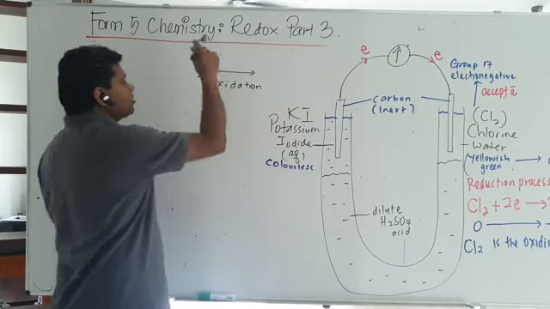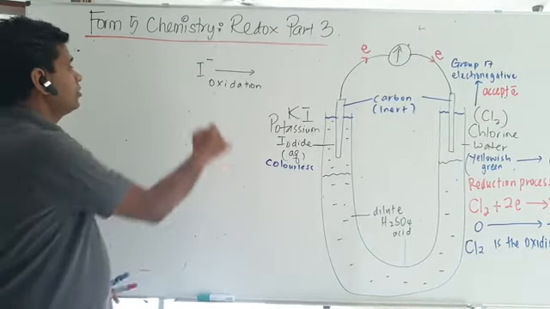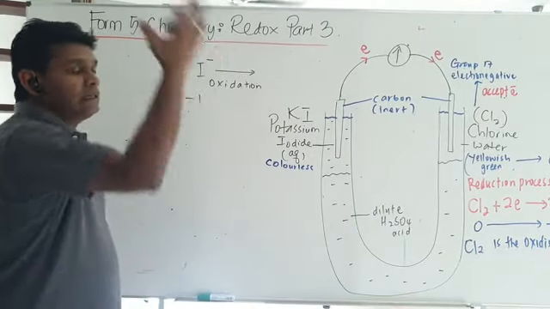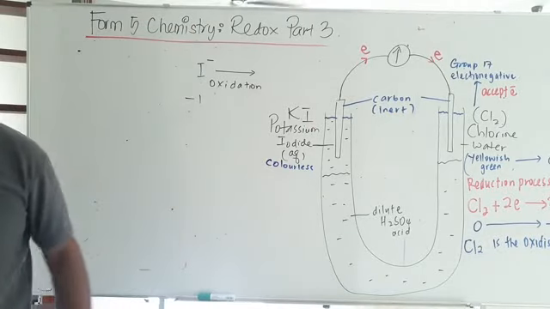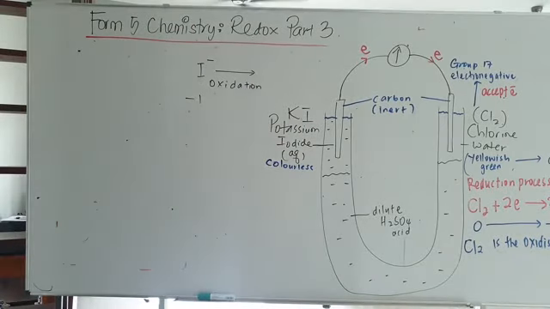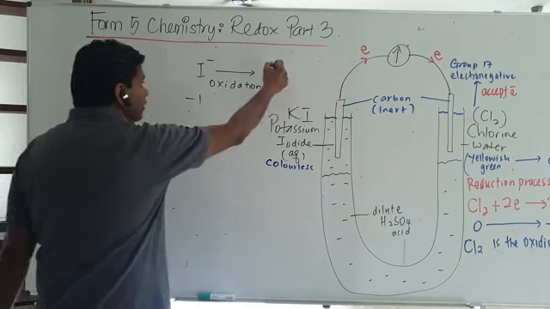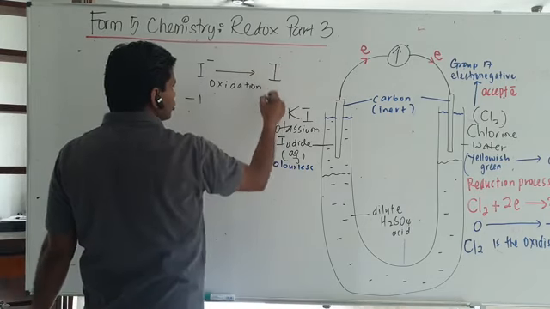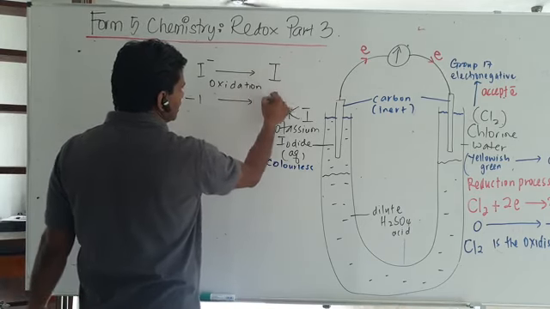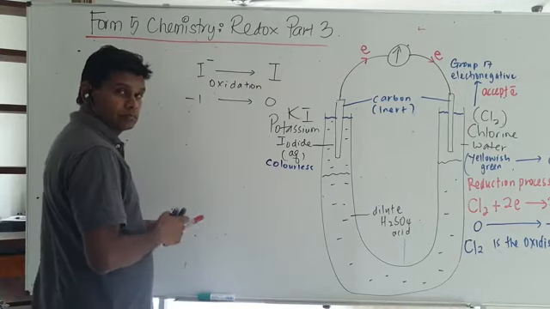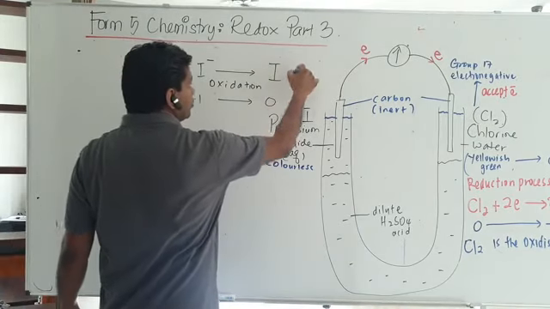Oxidation means what? The charge must increase. So -1, if it increases, becomes what? It cannot become -2. It has to go back to 0, no charge. So the charge becomes 0, and so it lets go of an electron.